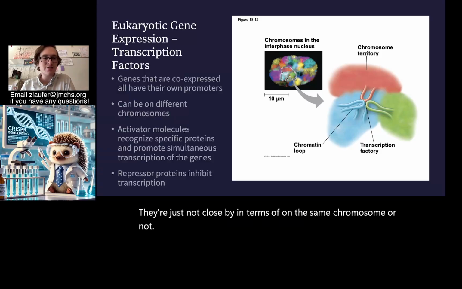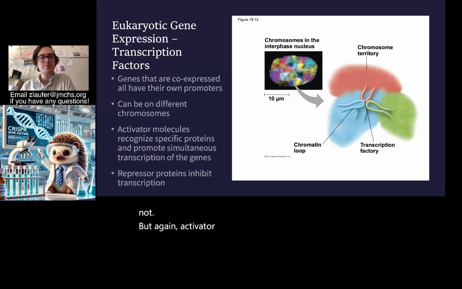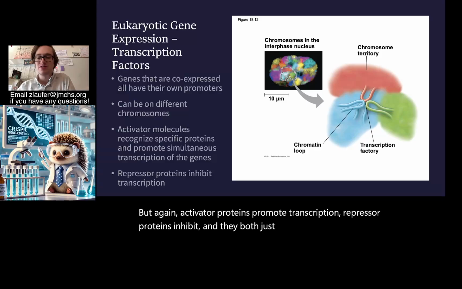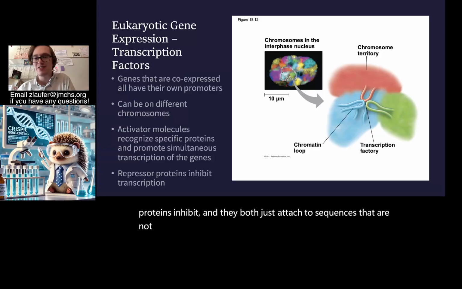But again, activator proteins promote transcription, repressor proteins inhibit, and they both just attach to sequences that are not even necessarily next to the gene that we're looking at. It could be on a different chromosome.